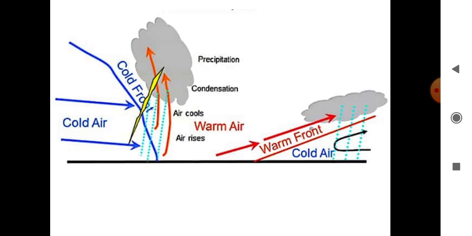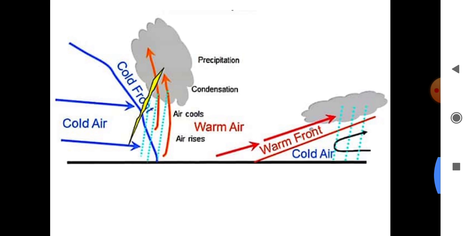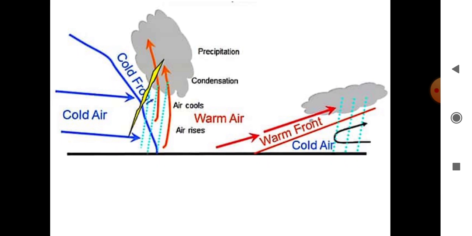The warm air lying over cold air is cooled and gets saturated and condensation begins. Then clouds are formed. Thus rainfall starts. This type of rainfall is known as cyclonic or frontal rainfall. Winter rainfall in northwest India is an example of cyclonic rainfall.